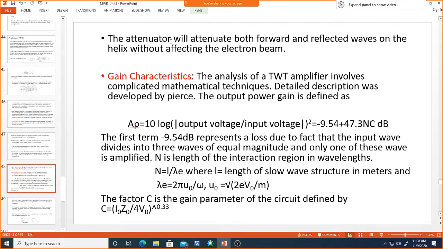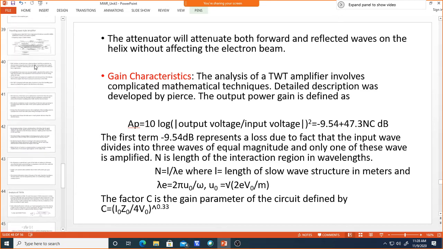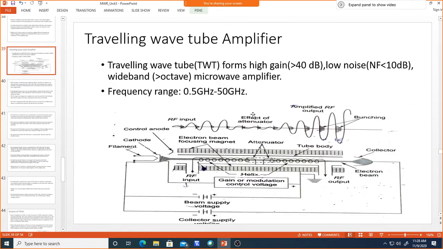Even though the attenuator will attenuate the forward wave also, when the wave goes past the attenuator, it will be amplified, due to the electron bunches which give that kinetic energy after this attenuator. You can see this here. So after the effect of the attenuator, the amplification or bunching takes place, so it is designed in such a way that the bunching will form after the attenuator. Okay.